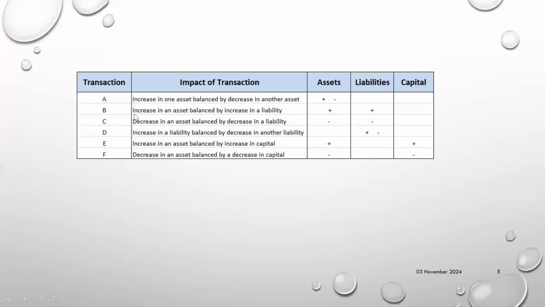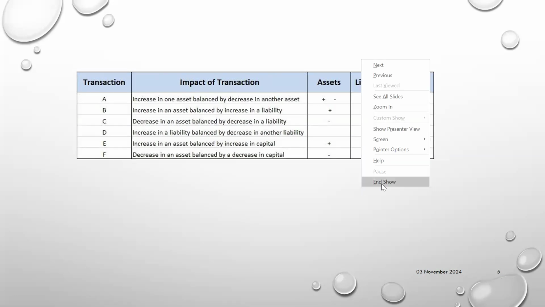The transaction increases the asset balance by increasing liability. Asset side plus, liability side plus. So both are plus, both are increase. I try to make an MCQ question from this item: one side increase, or both sides increase, or one side increase and another side decrease. You are thinking and try to answer.